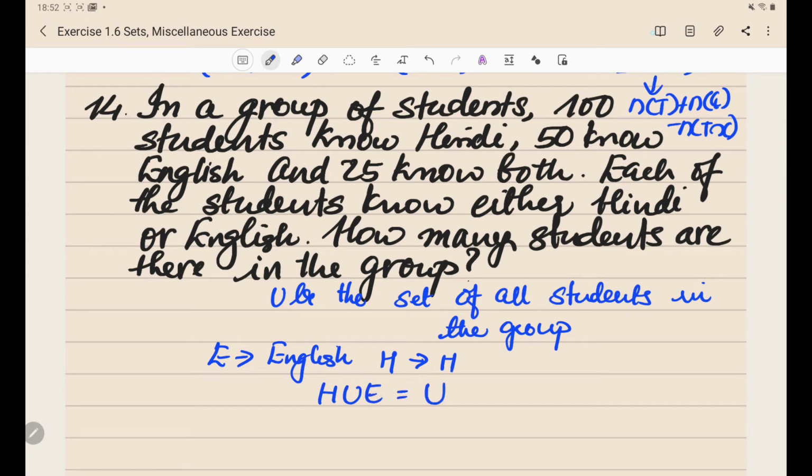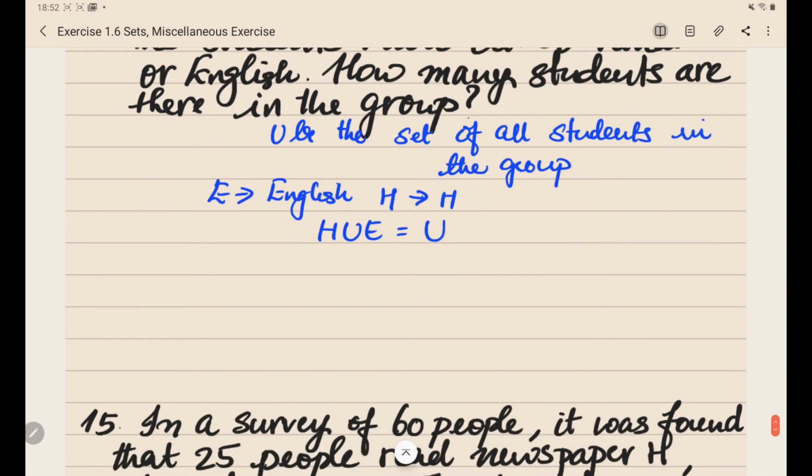That is the set of all students in the group. It is said that students know either Hindi or English, so all the students know Hindi or English. So we can say that H union E is equal to the universal set.